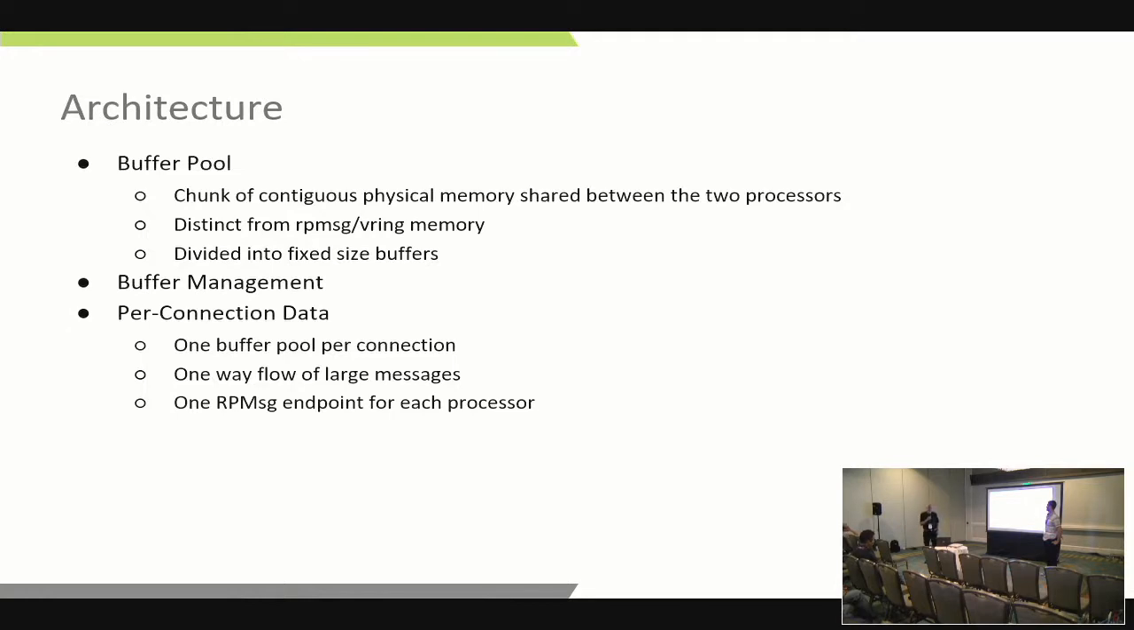So the basic architecture: you have a buffer pool, which is a chunk of contiguous physical memory shared between the two processors, distinct from RPMsg and VRing memory, and divided into fixed size buffers. And then there's a buffer management API that manages the buffers and per connection data. And here a connection is a single direction connection between two RPMsg endpoints. So the large data packets flow in only one direction. Again, this was based on the initial use case and keeping things simple and easy.